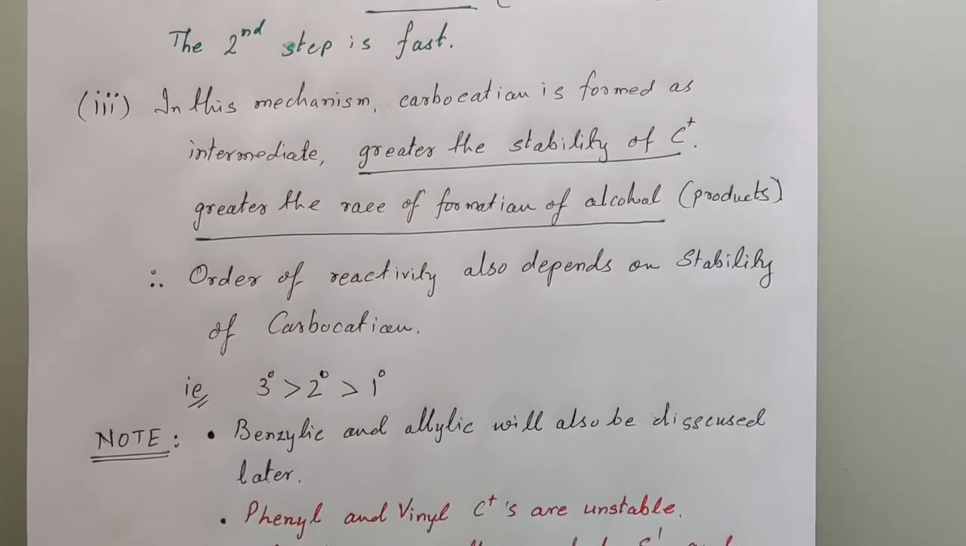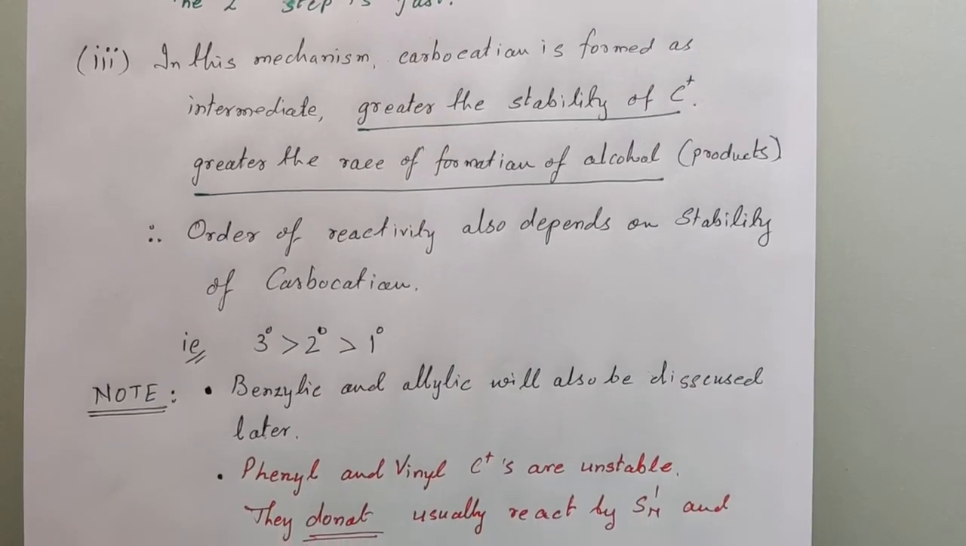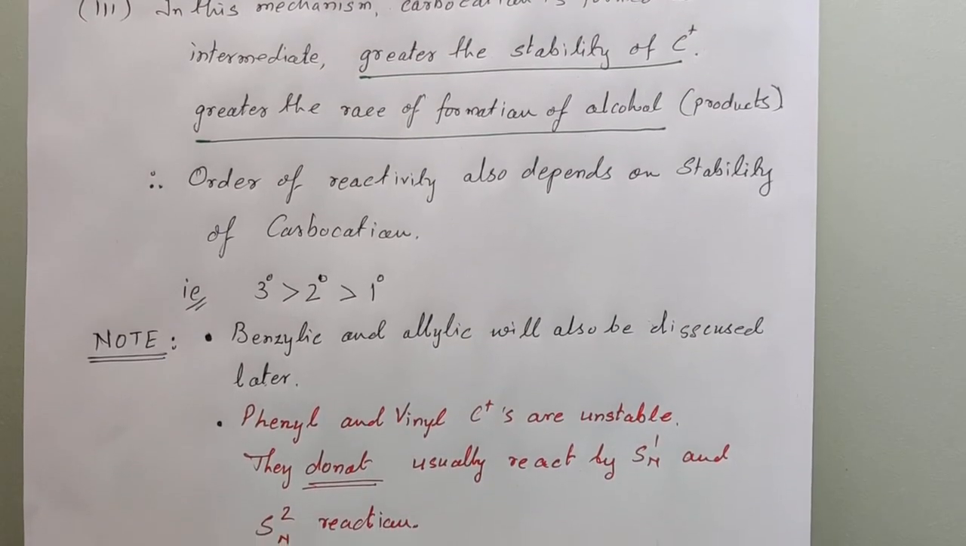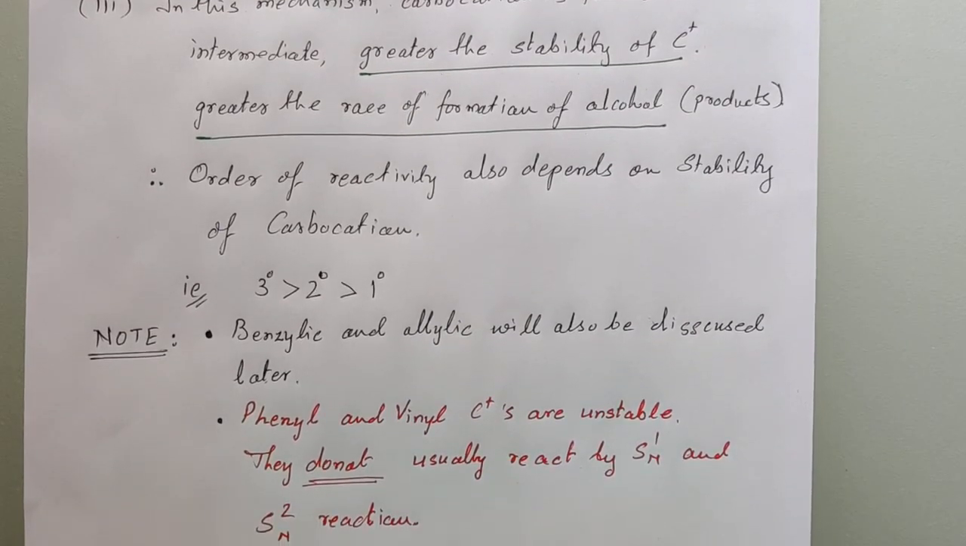And another important point that you need to note over here, students, is coming. This is the point. The phenyl and vinyl carbocations are unstable, students. So they do not usually undergo Sn1 or Sn2 reactions. Clear? It's a very important point from MCQ and assertion-reason point of view, students. So please make a note that phenyl and vinyl carbocations are unstable. They usually do not undergo Sn1 and Sn2 substitution, nucleophilic, unimolecular and bimolecular reactions. We have other chemical reactions for that which will be discussed later. Clear?